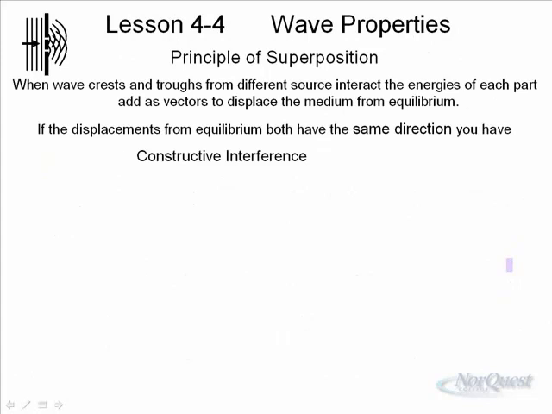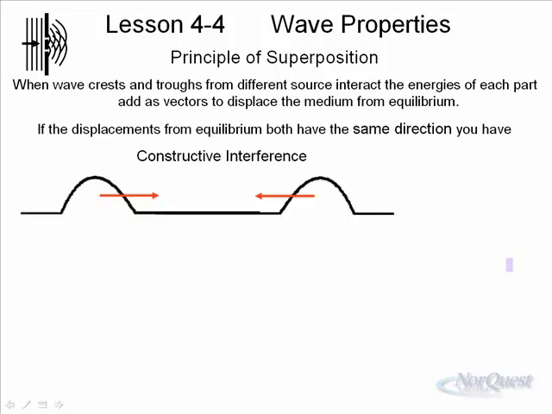So when a crest meets a crest or a trough meets a trough, this is explained by using the principle of superposition. When wave crests and troughs from different sources interact, the energies of each part add as vectors to displace the medium from equilibrium. If the displacements both have the same direction, you will have something called constructive interference. So in this case, what you have is a wave crest meeting a wave crest from another source.